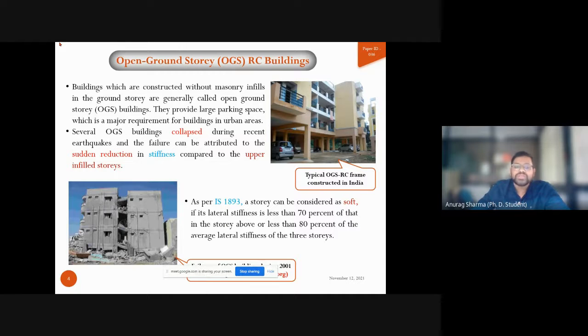But what we have seen from previous studies is that even though OGS buildings are in huge demand, several OGS buildings collapsed in earthquakes, and the failure is generally attributed to the sudden reduction of stiffness in the ground story as compared to the upper infilled stories. Our Indian code says that a story can be considered soft if the lateral stiffness is less than 70% of that in the story above, or less than 80% of the average lateral stiffness of the three stories above. If you look at the figure, this is how typical open ground story buildings are constructed in India, whereas the bottom picture shows the failure of open ground story buildings which occurred during the Bhuj earthquake in 2001.